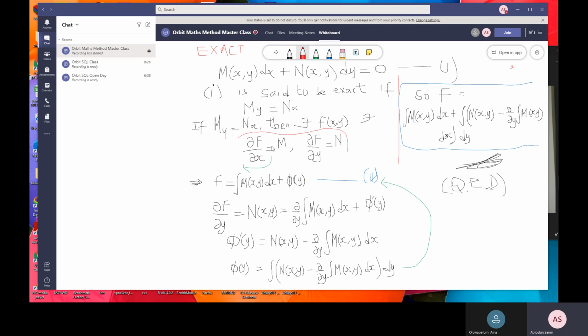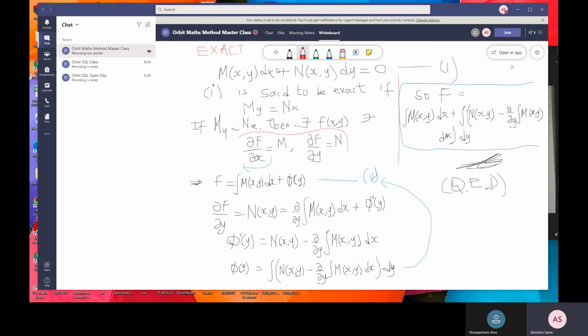Now, M is a function of x and y. If I integrate it with respect to x, I will have a constant, which is a function of y, because if I integrate with respect to x, y is like a constant, right? Yeah. So I'm going to get a constant called a function of y.